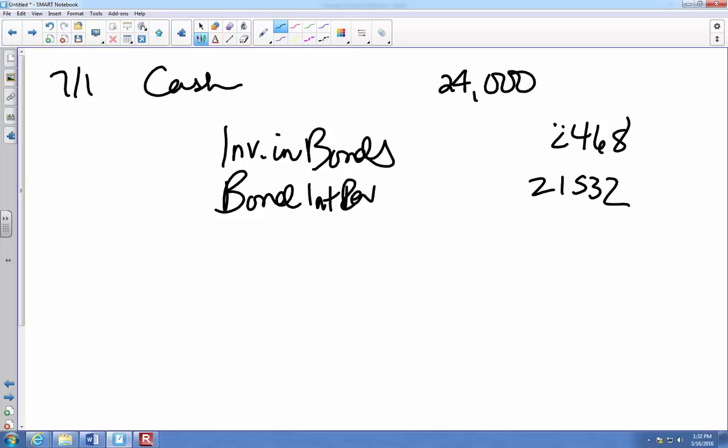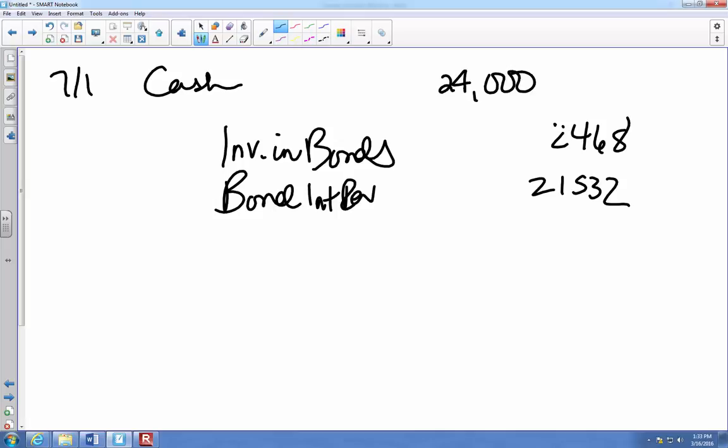What did that do? It didn't close it out. I just made an entry for 21,532 of bond interest revenue, but what did my reversing entry do to my revenue account? Yeah, it lowered it. Because the full year doesn't belong in there, does it? Only the 6 months. So reversing entries just help us get what belongs in certain periods in the certain periods.